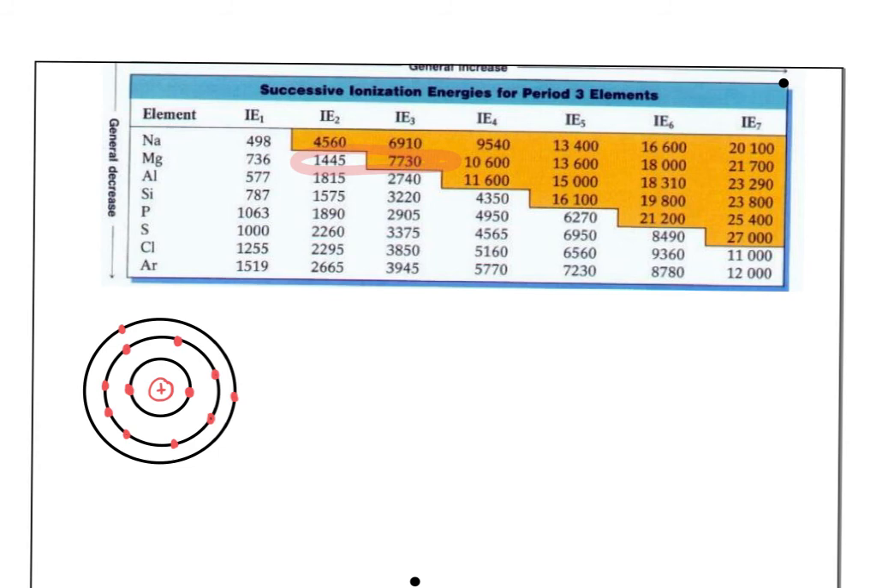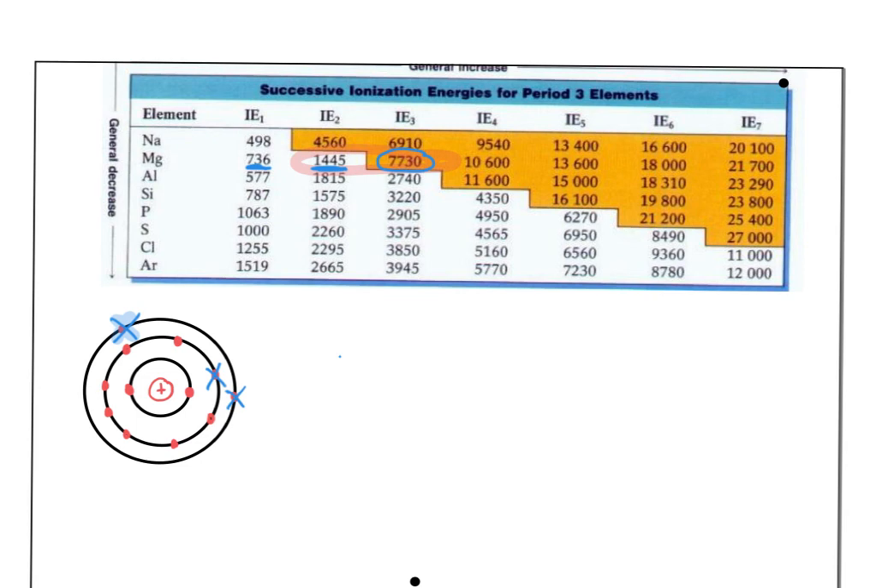So I drew a Bohr model for magnesium here with 12 electrons. I removed the first electron. That's this ionization energy right here, 736. I remove this second electron, 1,445. Now when I remove a third electron, look at how high we jump up from 1,000 to almost 8,000 because I'm now taking a core electron. It takes a significant amount of energy to remove a core electron.